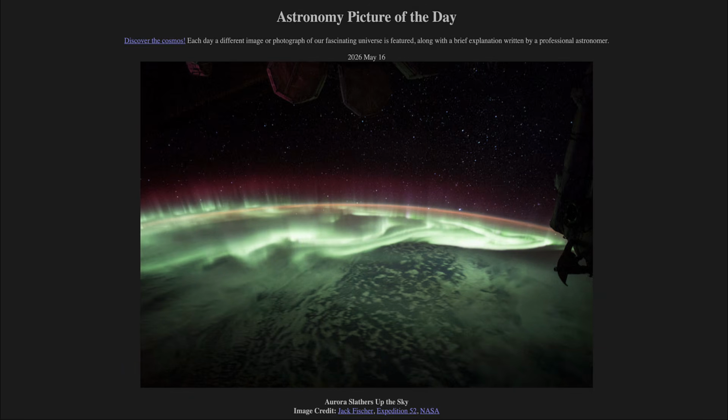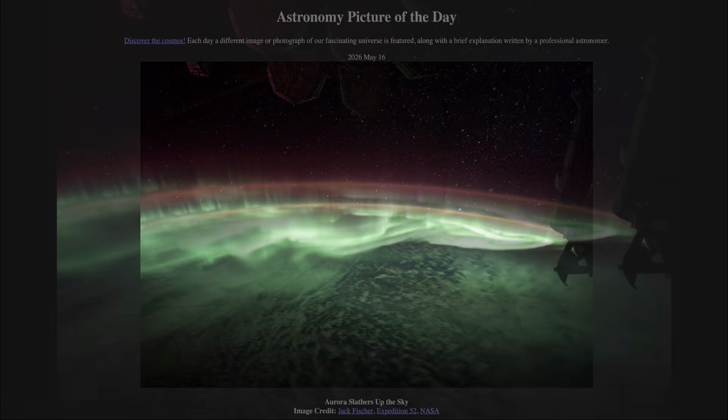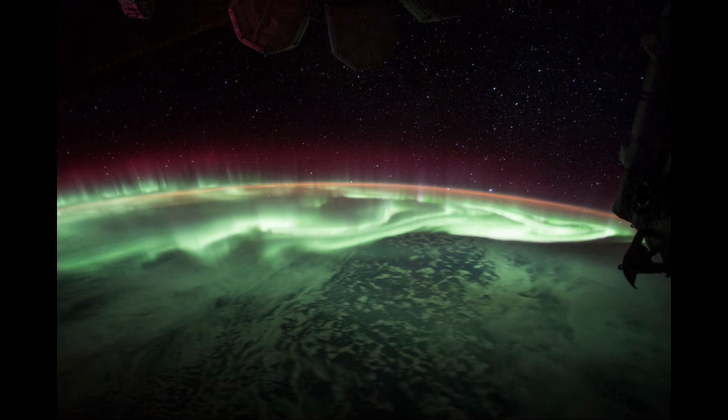Today's picture is titled Aurora Slathers Up the Sky. So what do we see here? Well, here we see an image of the aurora, not as we normally see it from Earth, but from above, looking down on it. In fact, this is taken from the International Space Station up in orbit above Earth, in a low Earth orbit, meaning it's actually orbiting within the upper regions where the aurora forms.